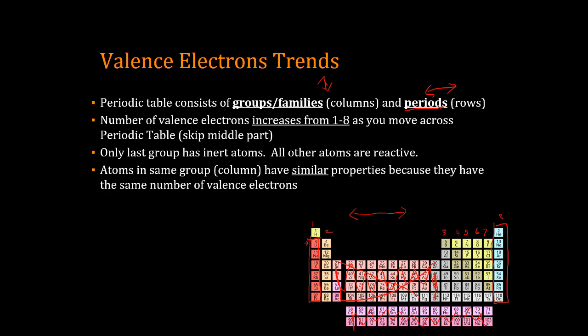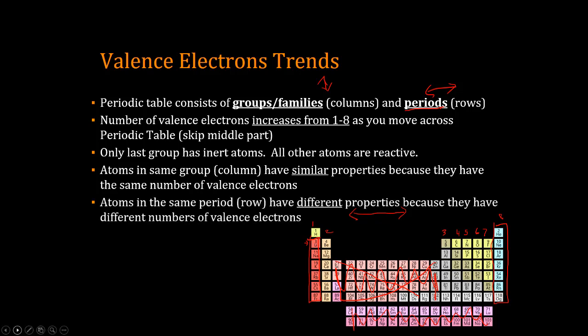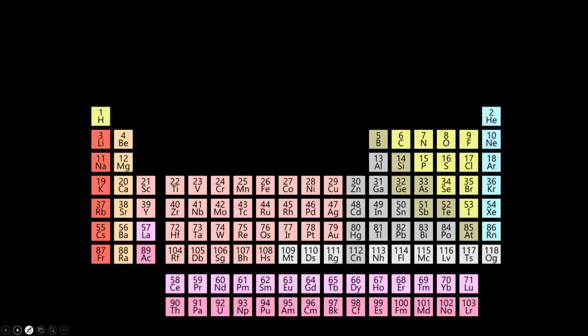But because the rest of the pattern is to increase the valence electrons by 1, and every row starts over with a new valence shell, as we move across the table we increase the number of valence electrons, which changes our properties. But every column has the same number of valence electrons, which keeps those properties similar. So atoms in the same period have different properties because they have different numbers of valence electrons. Atoms in the same column have similar properties because they have the same number of valence electrons.